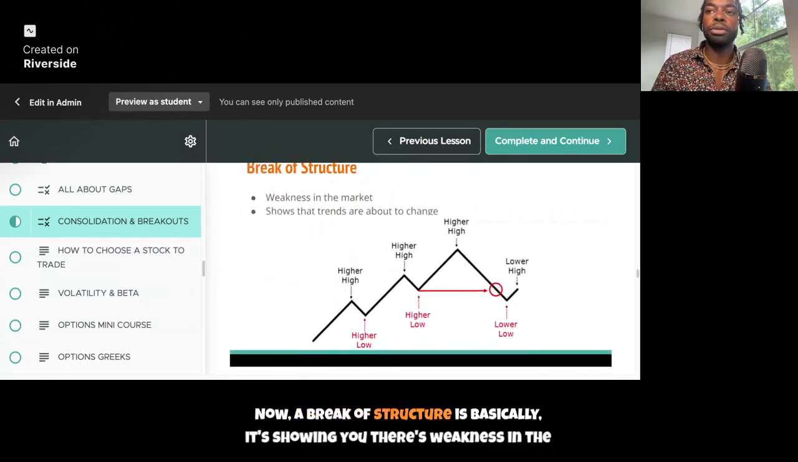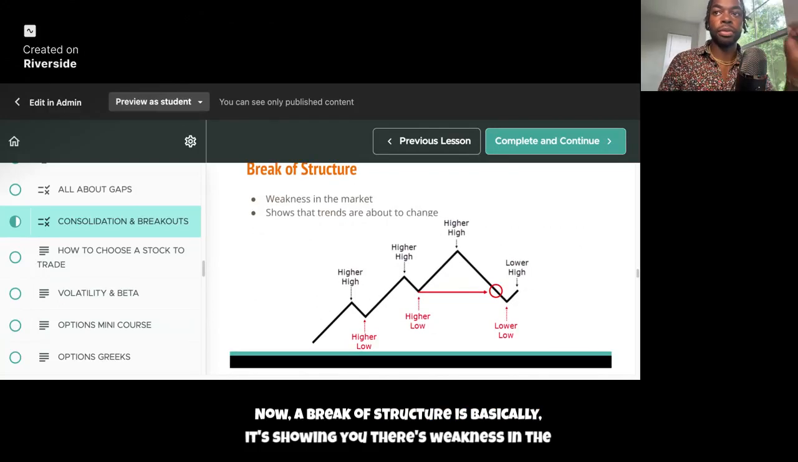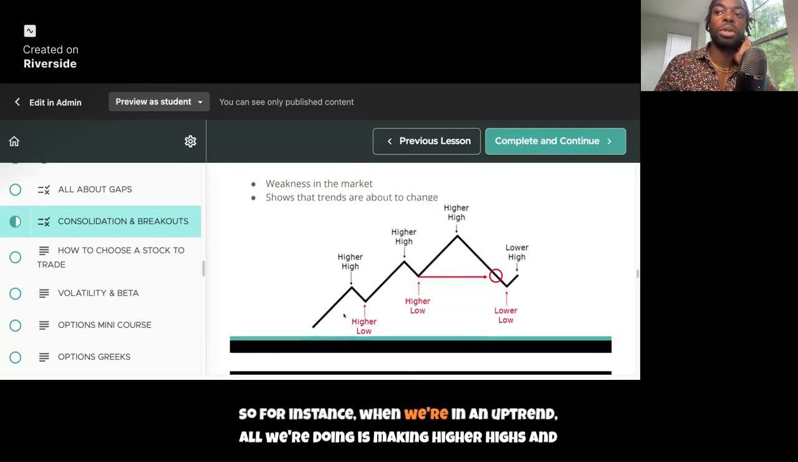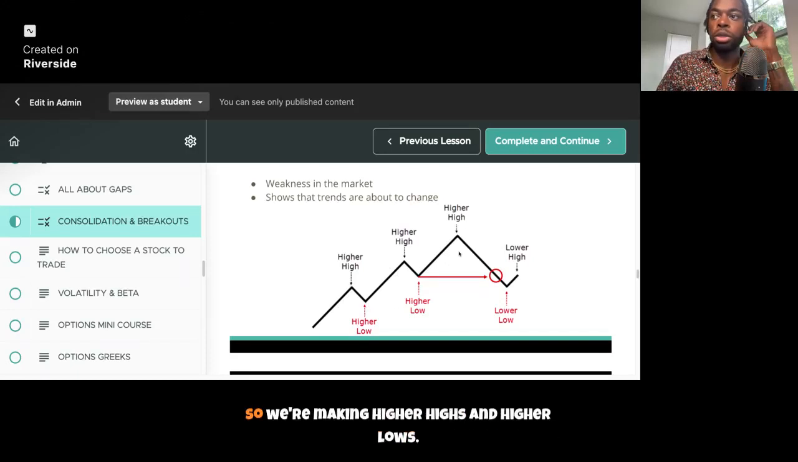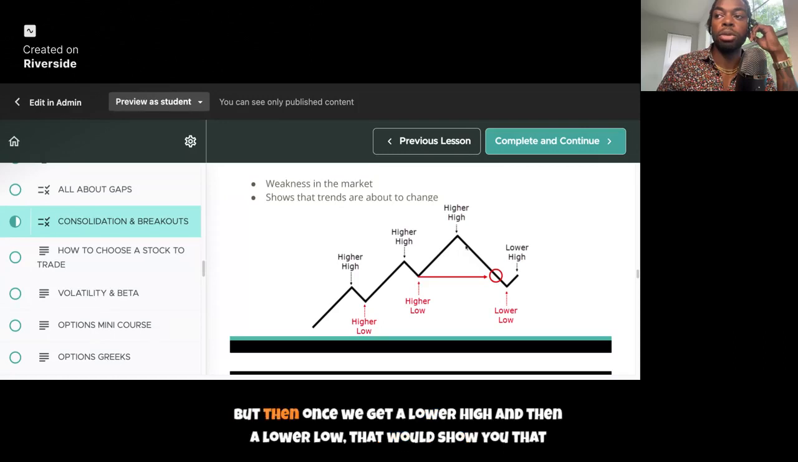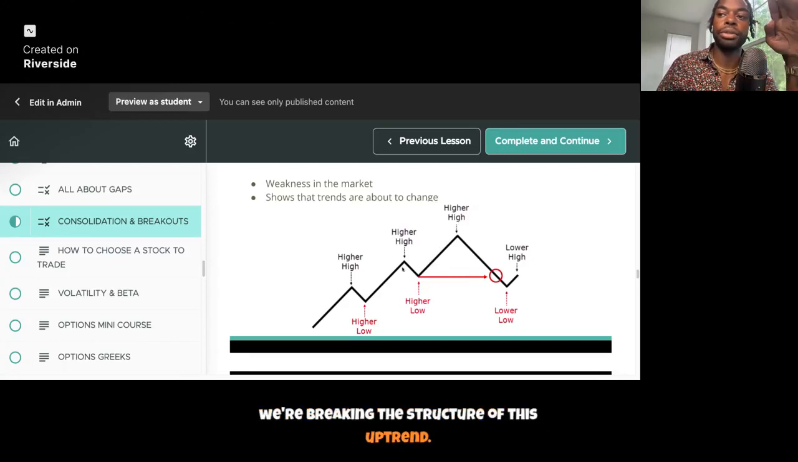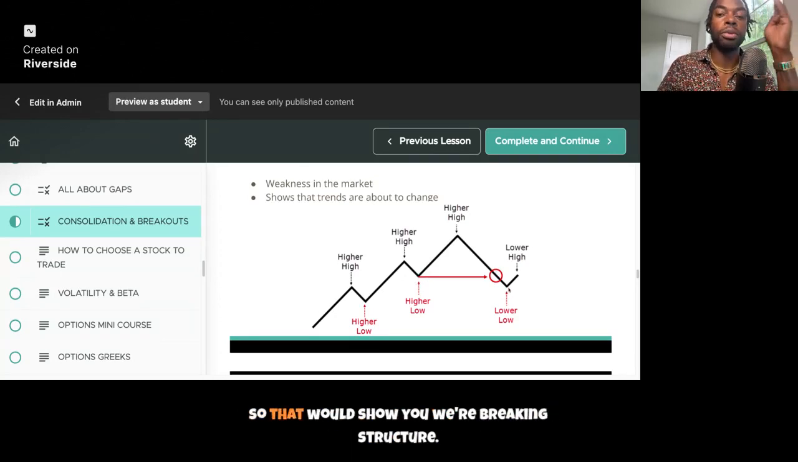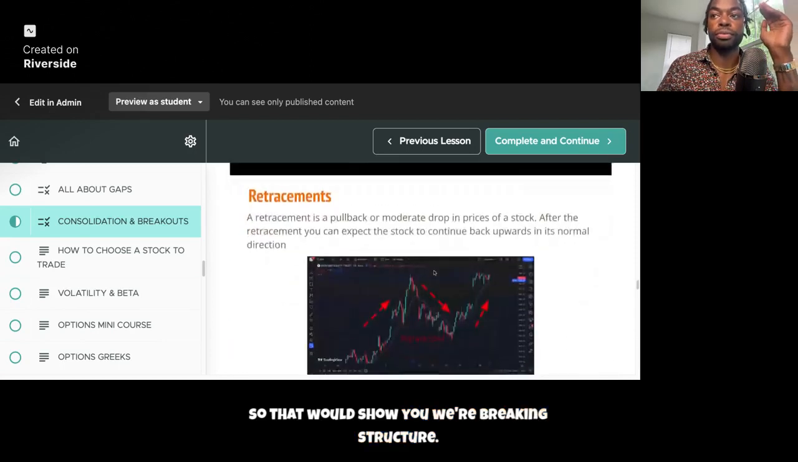Now, a break of structure is basically showing you there's weakness in the market, and it also shows that a trend is about to change. So for instance, when we're in an uptrend, all we're doing is making higher highs and higher lows. Okay, so we're making higher highs and higher lows, but then once we get a lower high and then a lower low, that would show you that we're breaking the structure of this uptrend. Okay, so the last low was up here, and then we get something lower than that. So that would show you we're breaking structure.